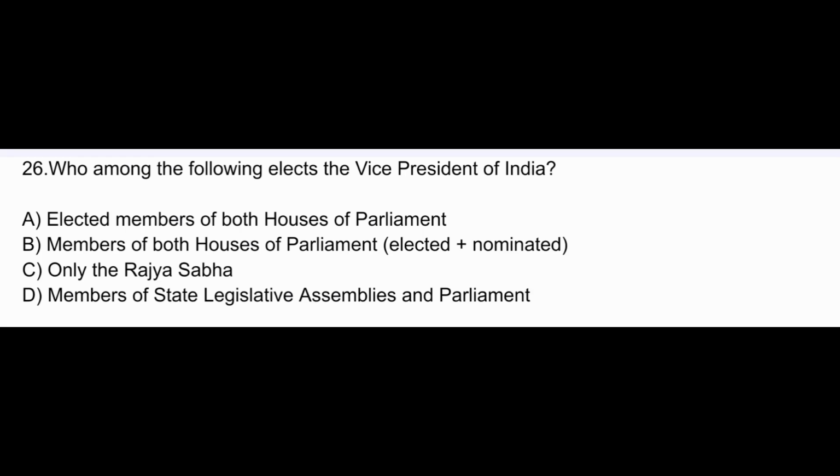The next question, who among the following elects the Vice President of India? Option A, elected members of both the Houses of Parliament. Option B, members of both the Houses of Parliament, elected plus nominated. Option D, only the Rajya Sabha, members of the state legislative assemblies and parliament.